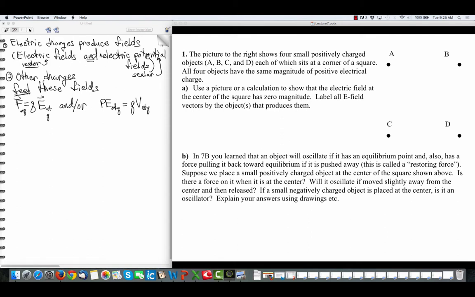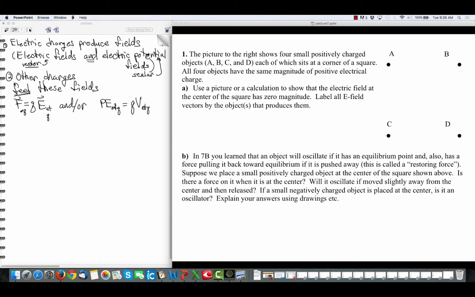One set of things produces a field. Another set of things, electric charges, feels that field. Well, the same general picture holds for magnetic fields, but I'm not going to talk about those today. All right. First quiz had two questions.